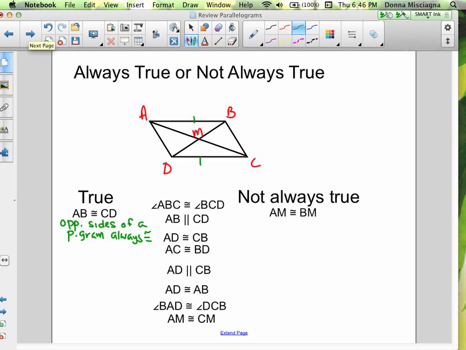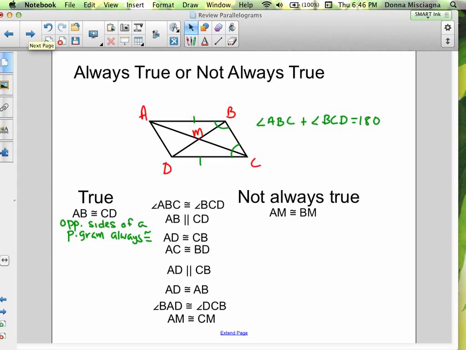Angle ABC, so that's angle ABC right there, is congruent to angle BCD. Well, that's not true all the time. We just learned in the last slide that angle ABC plus angle BCD would add to 180. So those two angles aren't going to be congruent all the time. They're only going to be congruent if they both happen to be 90, because that's the only two values that add to 180 and are equal to one another. So that's not always true.